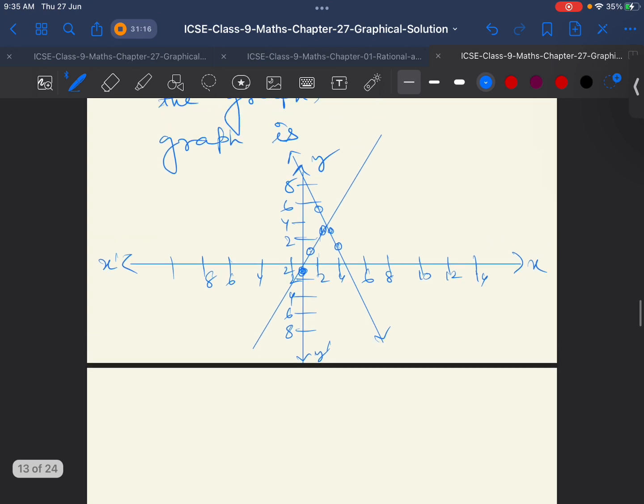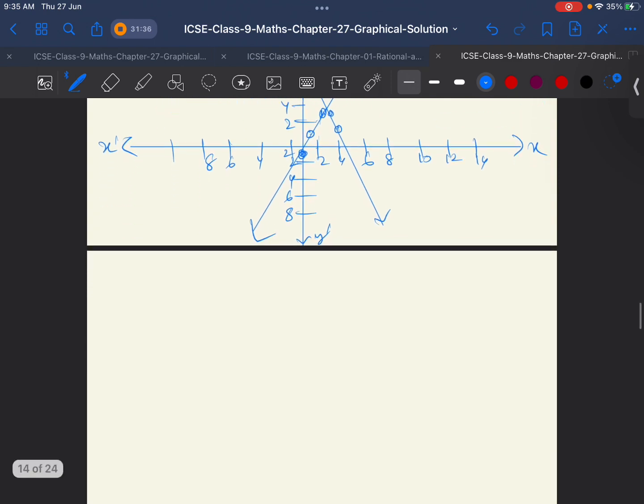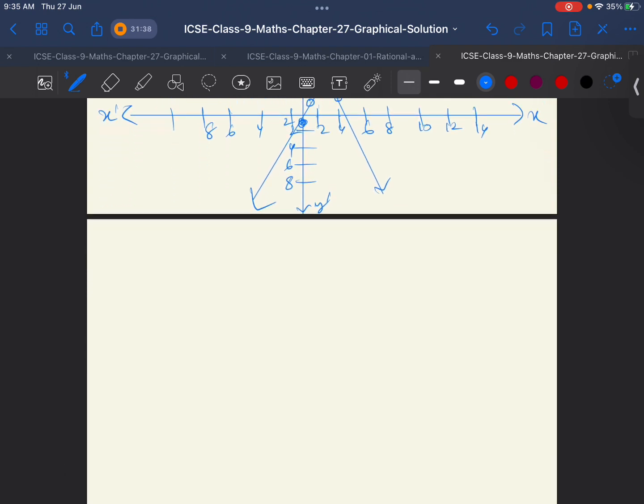Okay, so here see, now 2 centimeter equals 1 unit on both axes, and plot only 3 points per line. Okay, write down the coordinates of the point of intersection of the two lines. Now we will find the intersecting point.